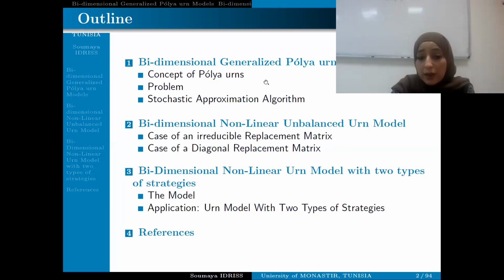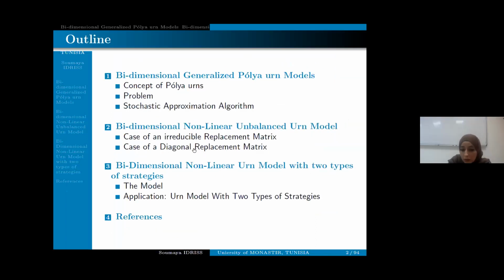the basics of a Pólya urn, and then move to the study of bidimensional nonlinear and balanced urn models using two types of matrices. The first matrix is an irreducible one, and the second matrix is a diagonal matrix. In the final section, I will treat the type of urn model that is submitted to two strategies, meaning two strategies of drawing.